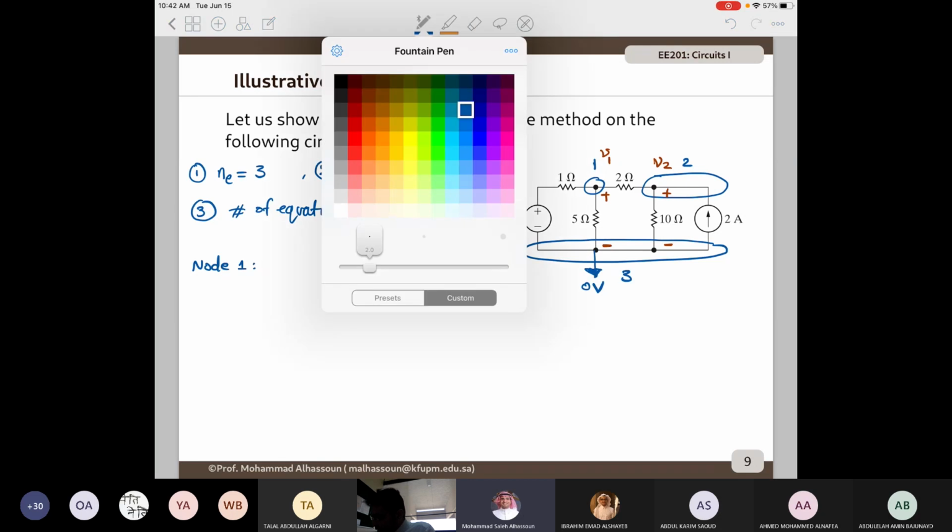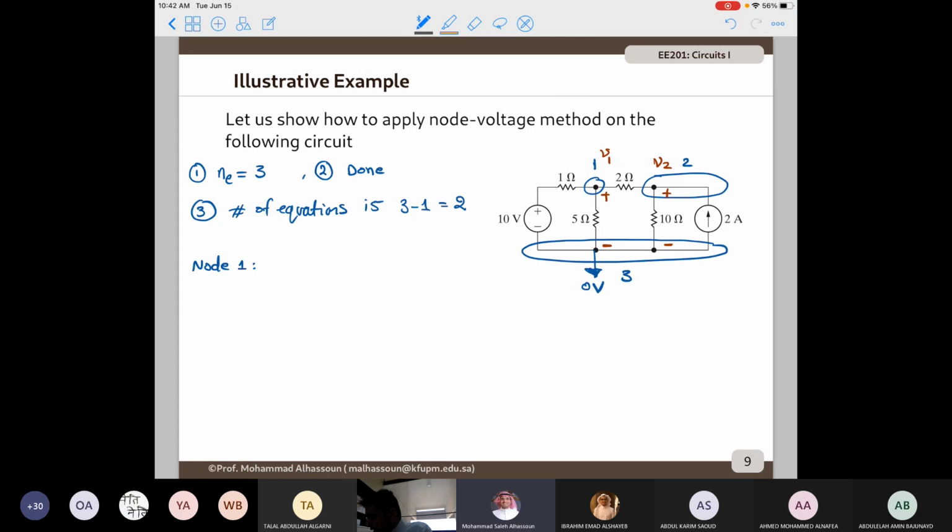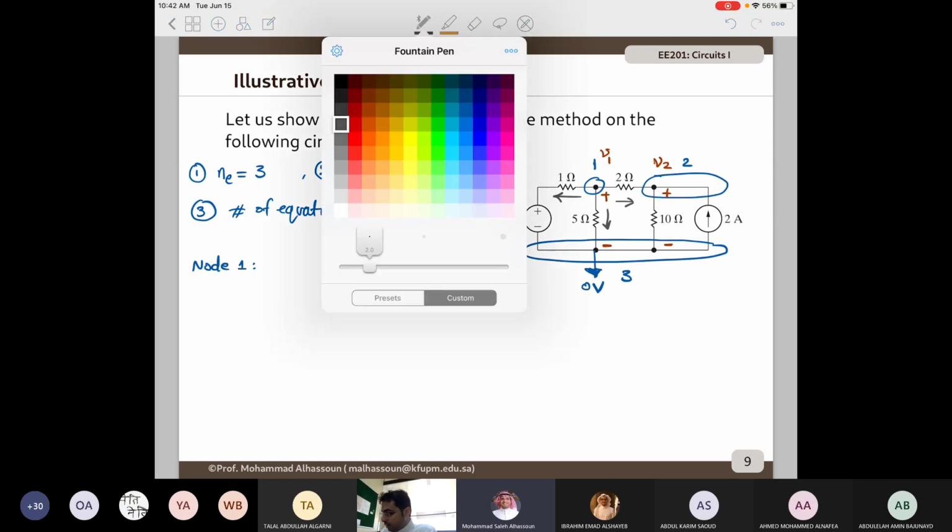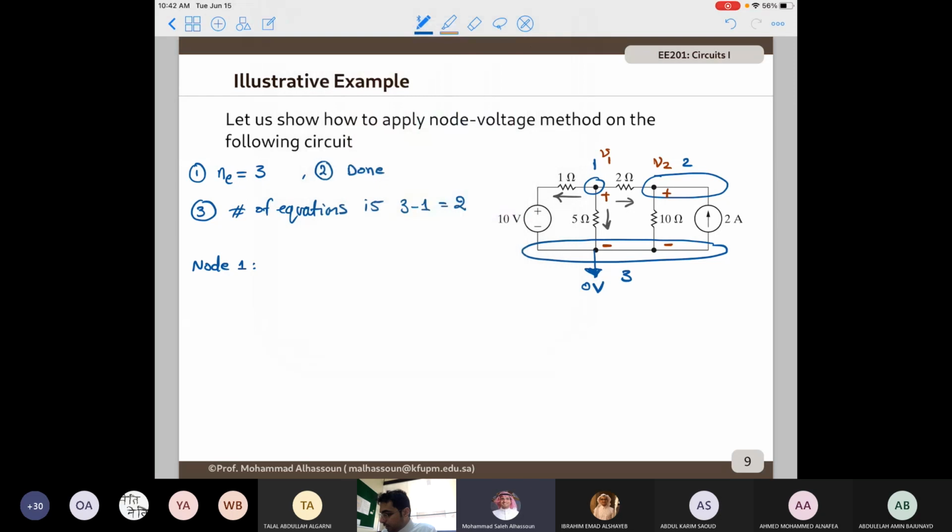So here, let me use, for example, I have 3 currents leaving that node. I have this current, and this current. So I'm assuming all of them are leaving the node. So for the first one, the one that's flowing to the 10-volt source.